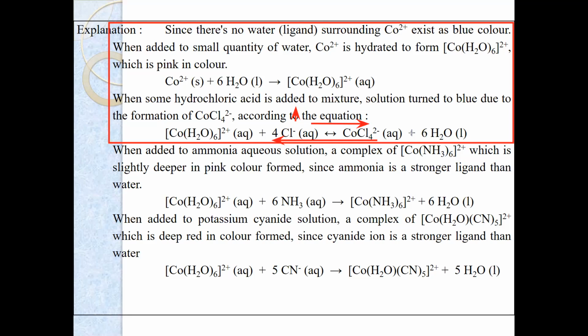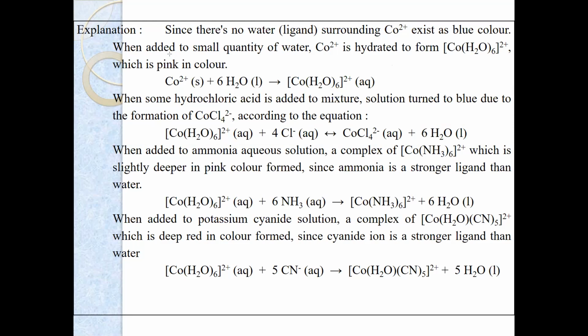So that is why, as I already mentioned just now, chloride ion is a weaker ligand compared to water. However, if you use concentrated chloride ion, it will cause the equilibrium to shift to the right. So that is why you are able to form this complex ion of CoCl4 2- because of the high concentration. However, if you add back water, the equilibrium shifts back to the left to form the complex ion back. That's all. Okay.